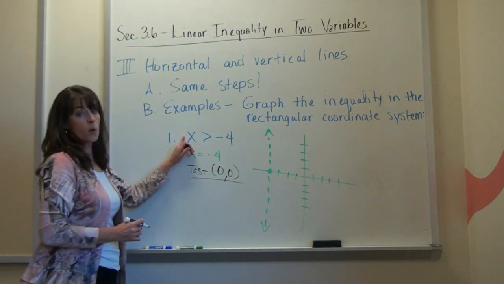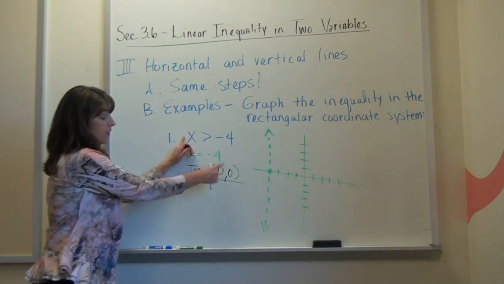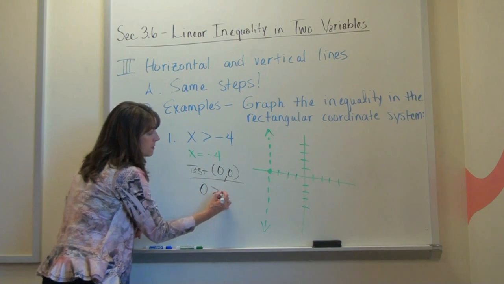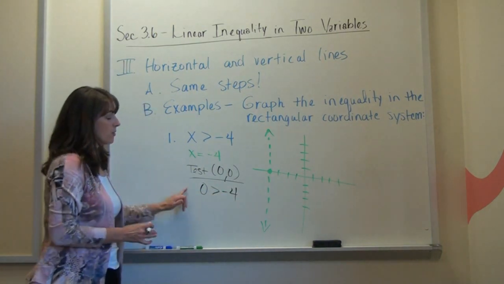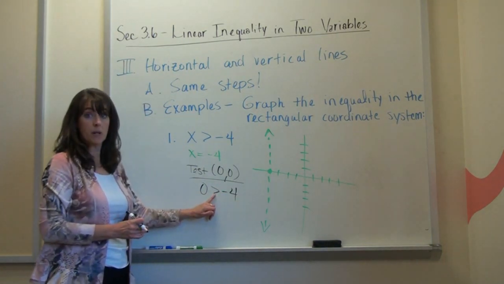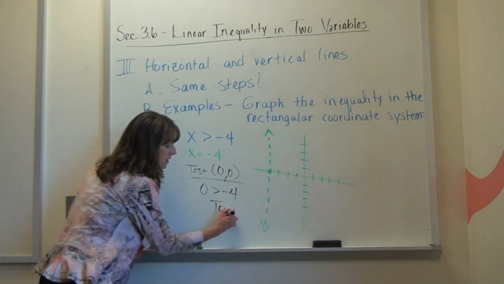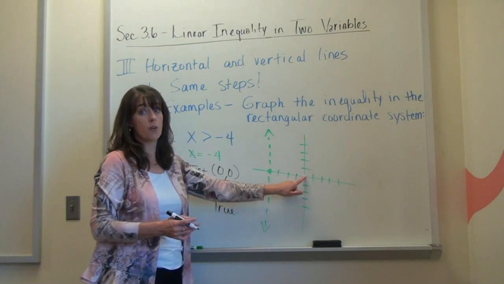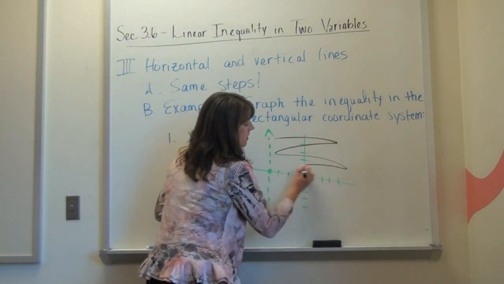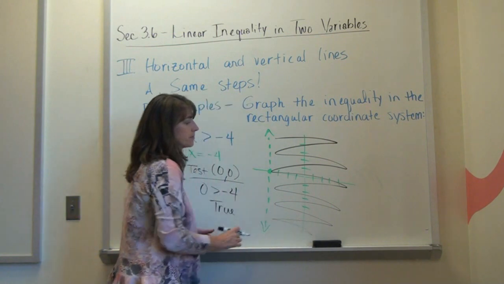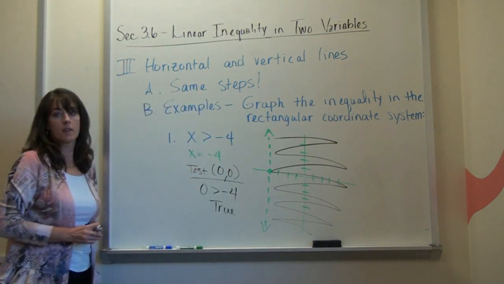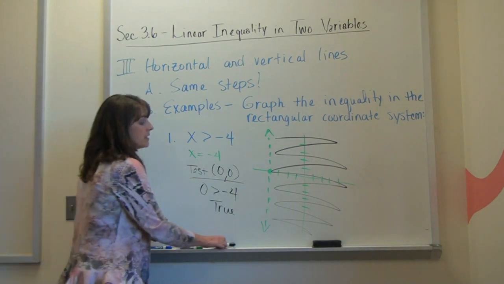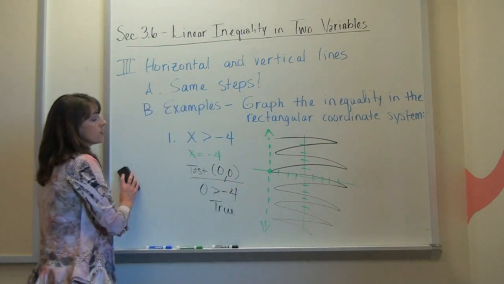Now notice there's no y coordinate here, so I can't throw that 0 in for y. That's okay. Just make sure I toss the 0 in for the x. And so this becomes my statement: 0 greater than negative 4. Is 0 bigger than negative 4? Yeah, absolutely. That is a true statement. And remember what that means is this is a solution and everything on that side is a solution. So I'm going to shade this whole side over here. And that's how you graph that. Pretty easily done. Now let's take a look at another example.